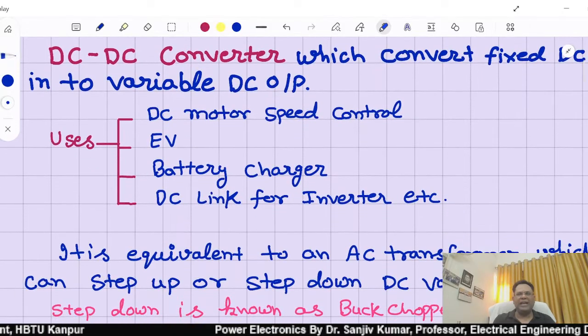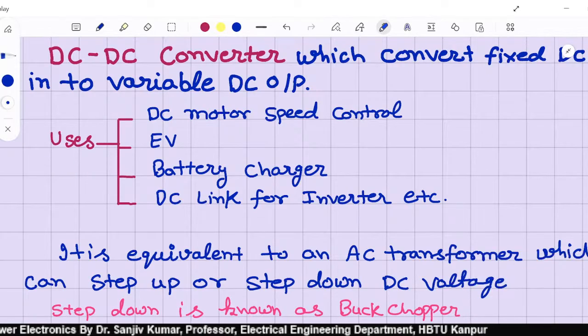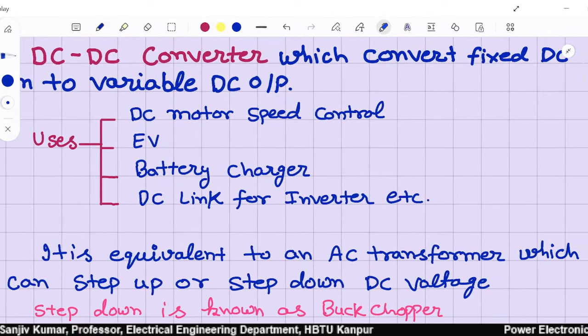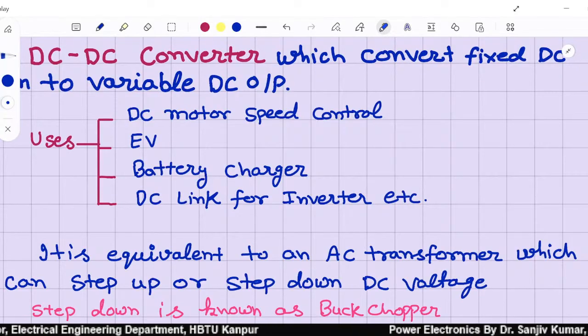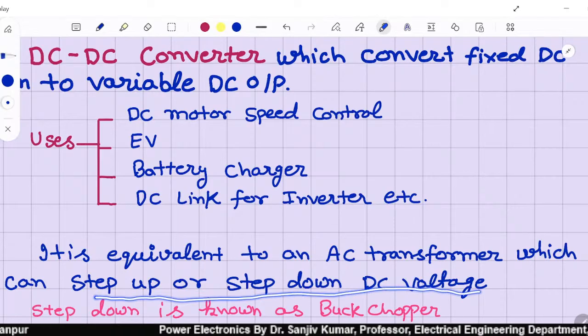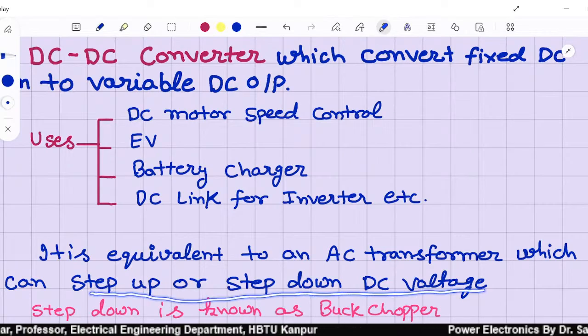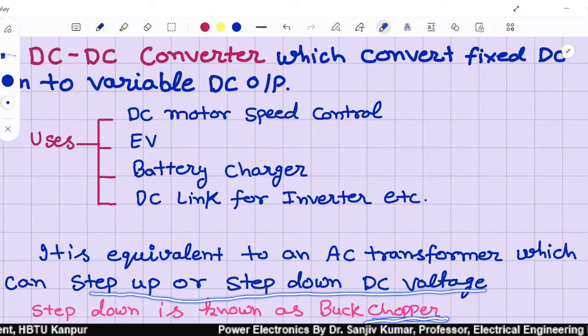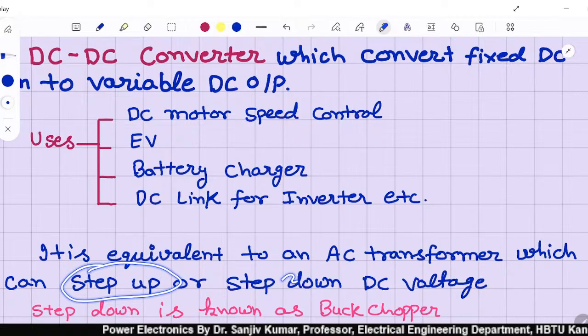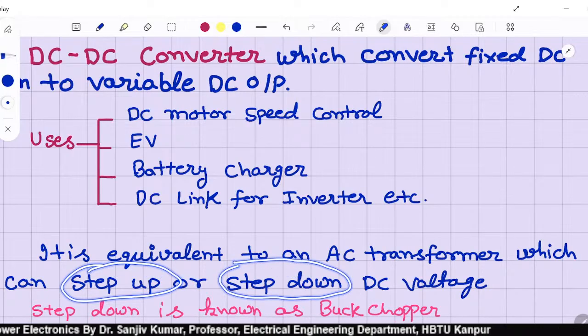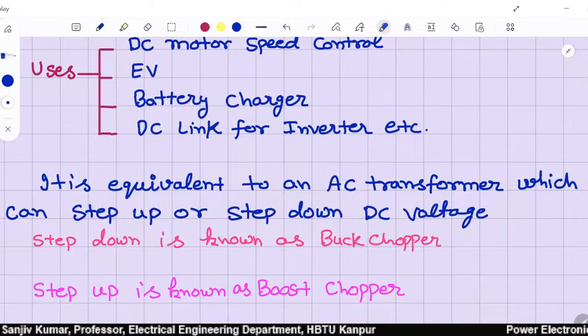Now, we can say it is something like the transformer. In a transformer, the supply is AC and it changes the magnitude of the AC voltage, either step up or step down. Similarly, you have DC-DC converters, which are known as choppers. They can step up or step down the DC voltage.